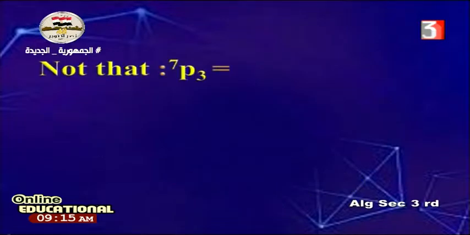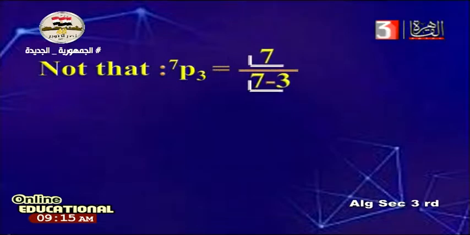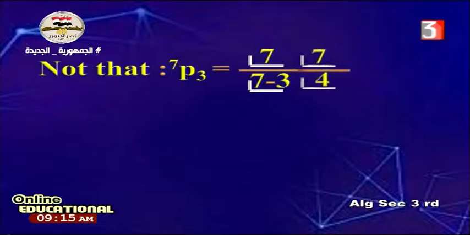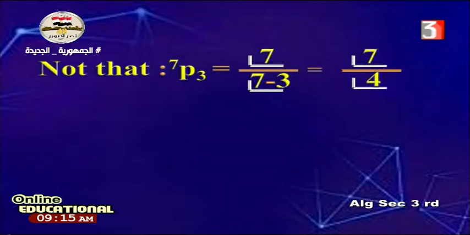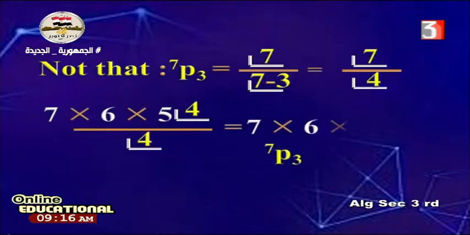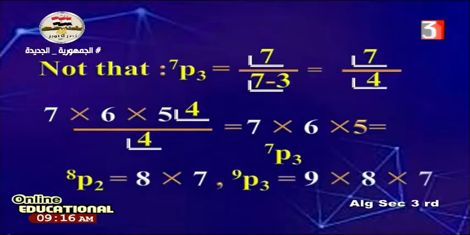Note that, my dear student, 7P3, or 7 permutation 3, equals factorial 7 over factorial of the difference between 7 and 3, equals factorial 7 over factorial 4. Factorial 7 equals what? 7 times 6 times 5 times factorial 4. Therefore, the answer is 7P3 equals 7 times 6 times 5. Also, 8 permutation 2 is 8 times 7, and 9 permutation 3 is 9 times 8 times 7.